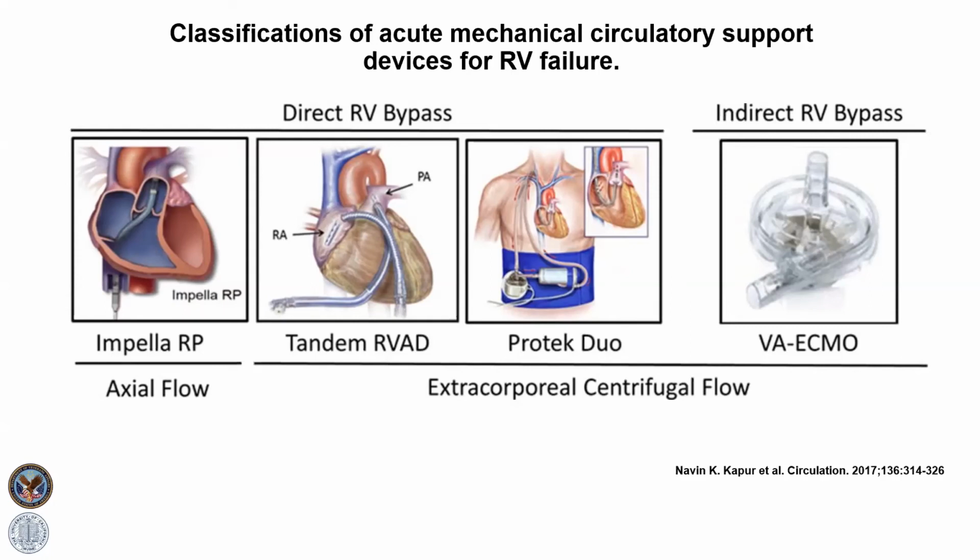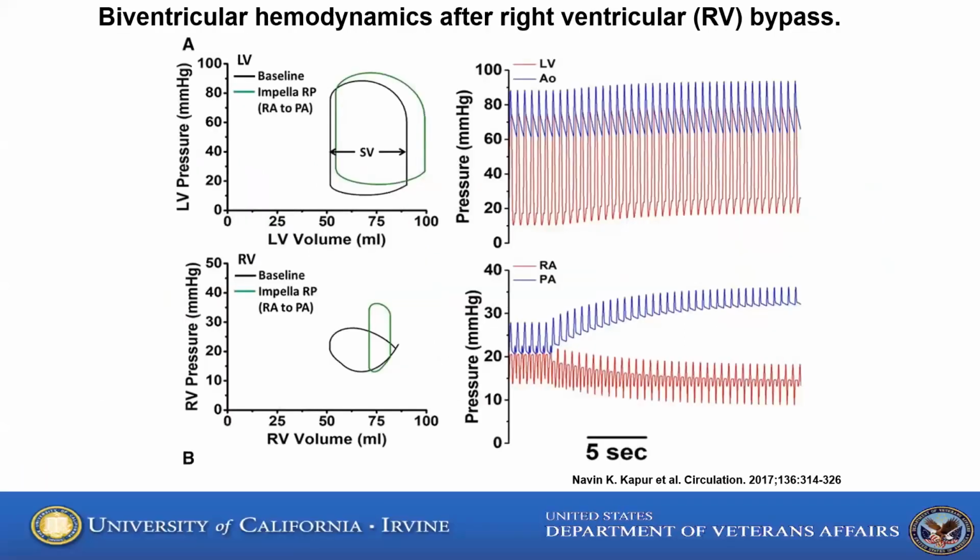Now, what's most interesting is we rarely get to see RV pressure volume loops, and compliments of Dr. Kapoor from his paper in 2017, we get to compare the LV pressure volume loop above at baseline and during Impella, and at the same time, the RV pressure volume loop on the bottom. Notice the shape of the RV pressure volume loop. It's wide and ovoid as opposed to vertical and almost rectangular.